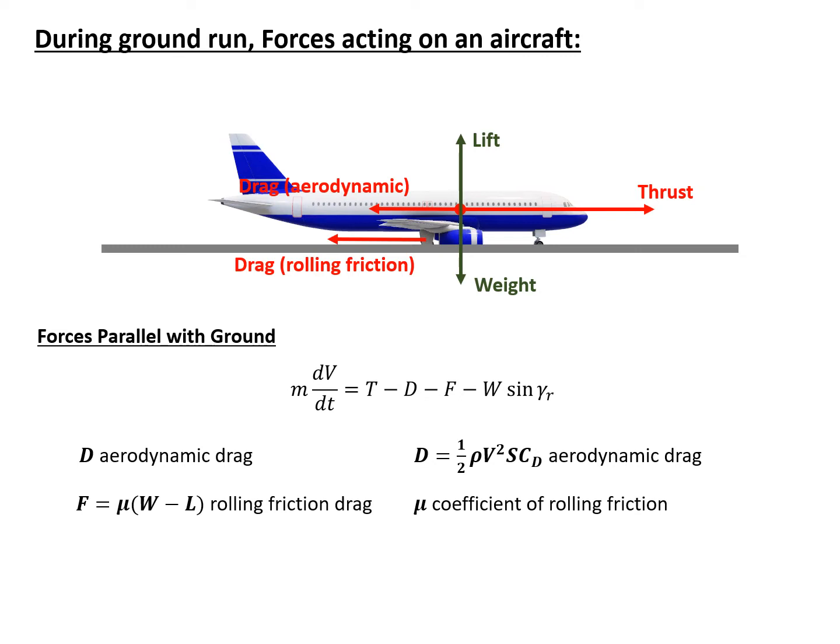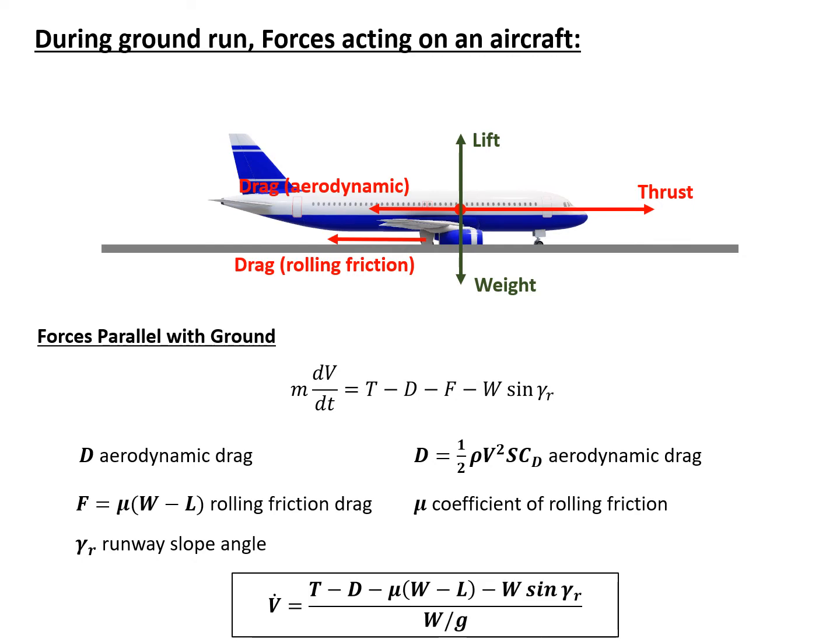In this case, during the ground run, the lift is smaller than the weight, so W minus L is pointing downward. And mu is the coefficient of rolling friction, and we will see mu later. And gamma R is the runway slope angle. As shown here, the runway is horizontal, but in reality, the runways of some airports are sloped and have a slope angle. Since the runway is tilted, the weight will have a contribution towards the force along the fuselage.